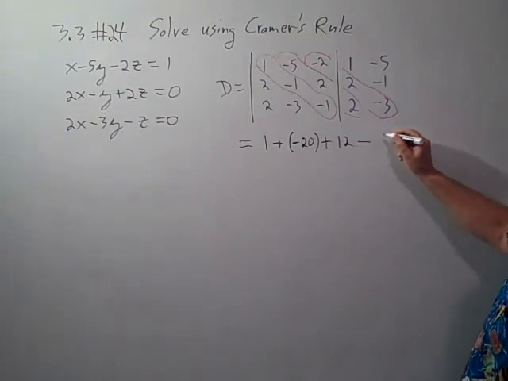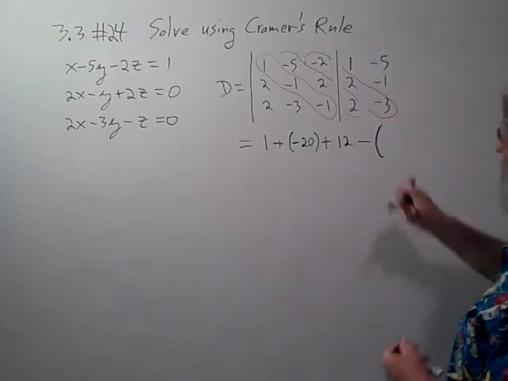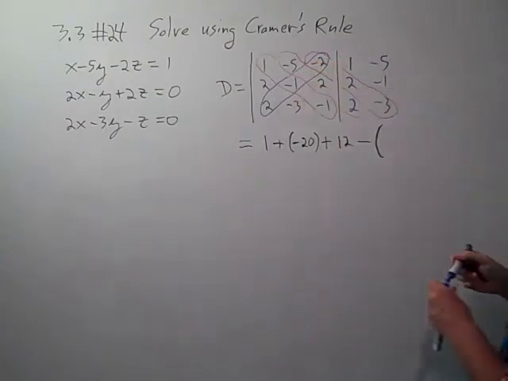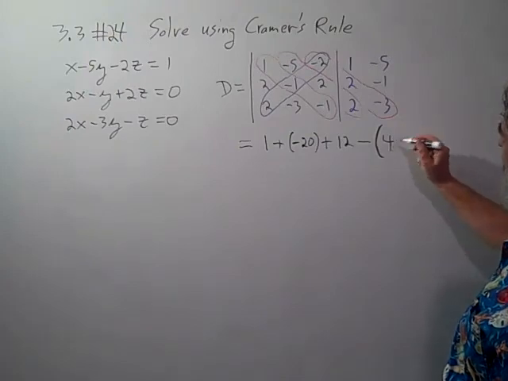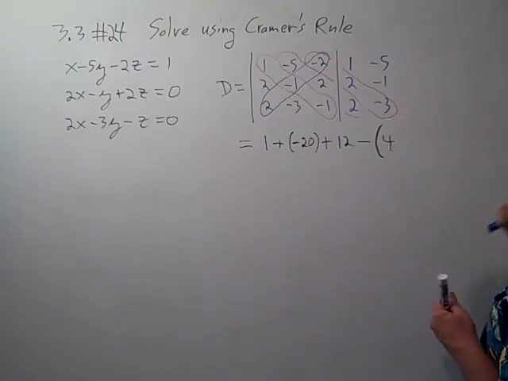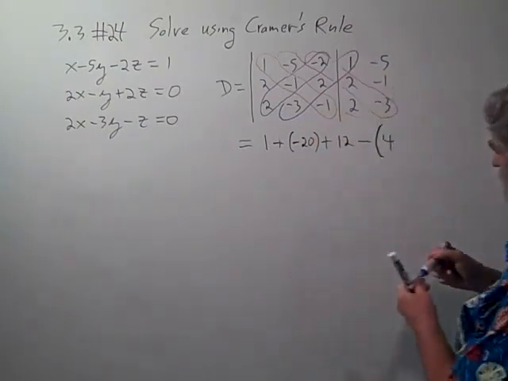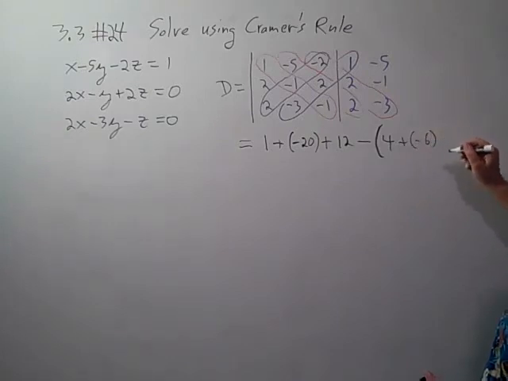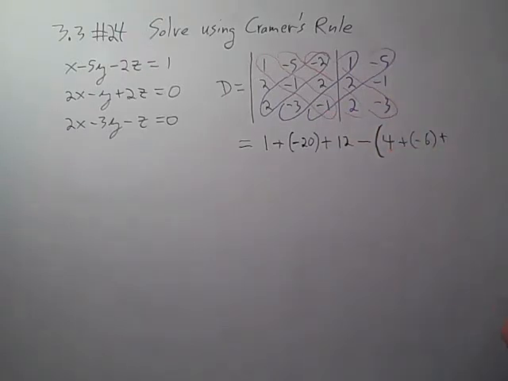Now we have to subtract what we get going using the other diagonals. So we have 2 times -1 times -2. So that's 4. And then the next diagonal over, we have -3 times 2 times 1. That's -6, so we're adding here a -6. And then finally we have -1 times 2 times -5, which is +10.